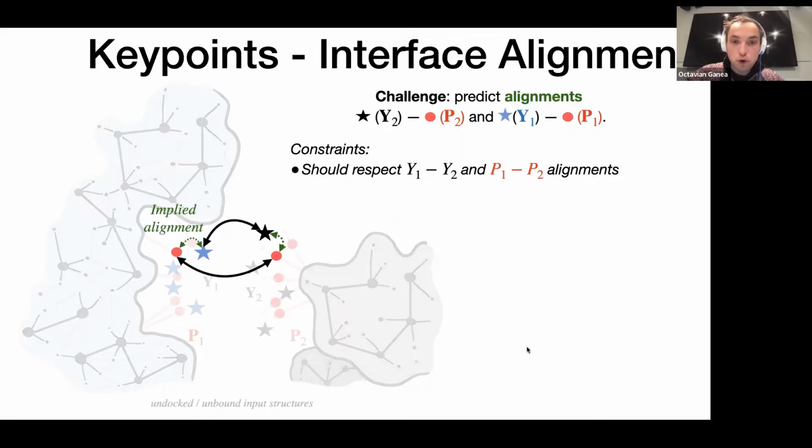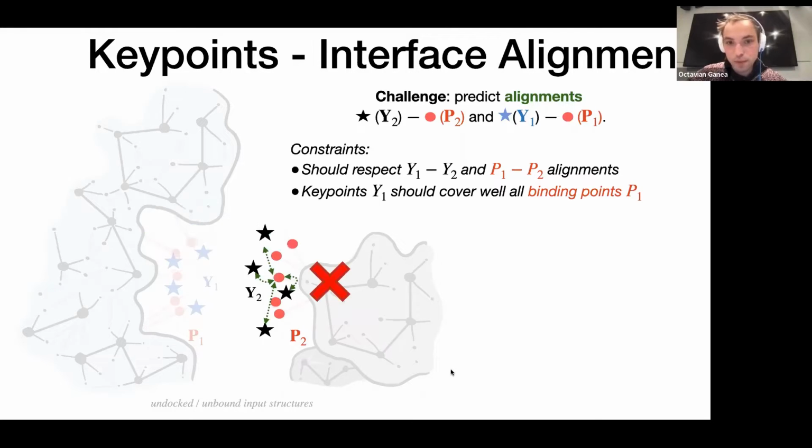Now we have two more constraints. What this means essentially is that if we predict the alignment between this black star and this red dot, this automatically implies the alignment between this blue star and this red dot. So we have to be aware of this constraint and incorporate it in our model.